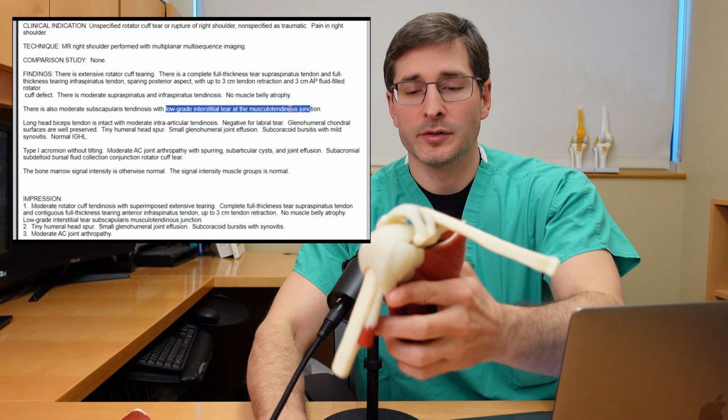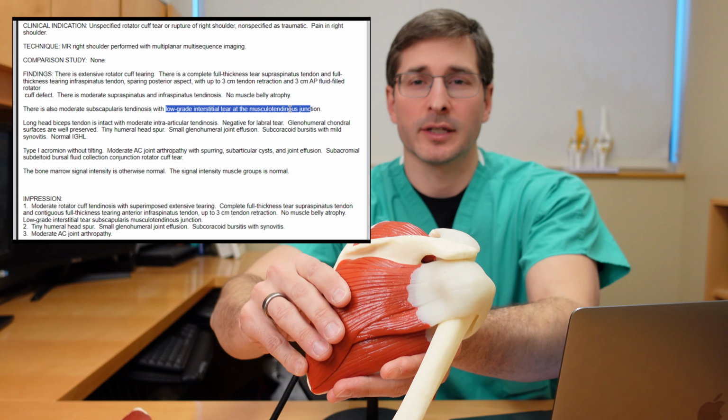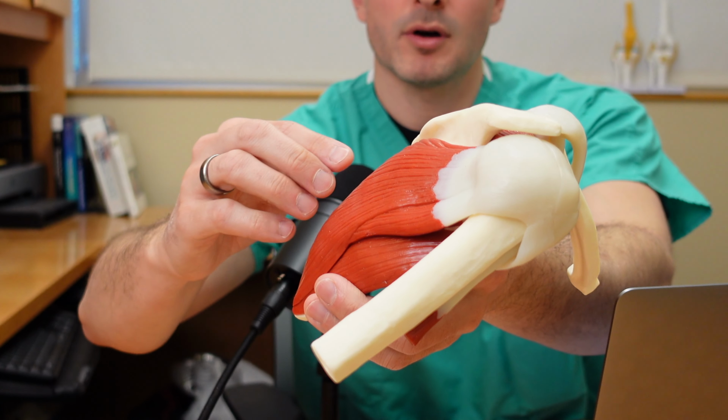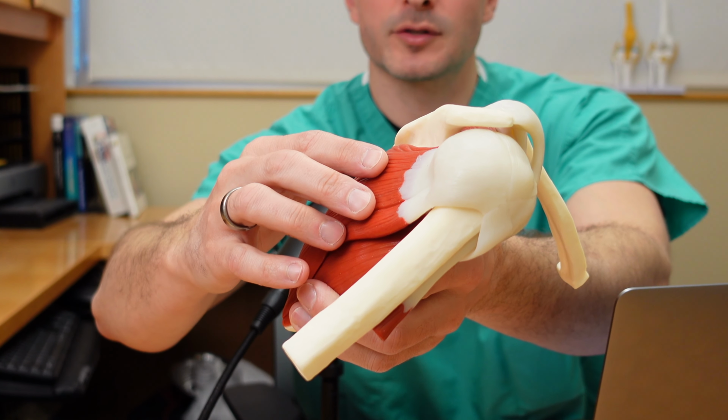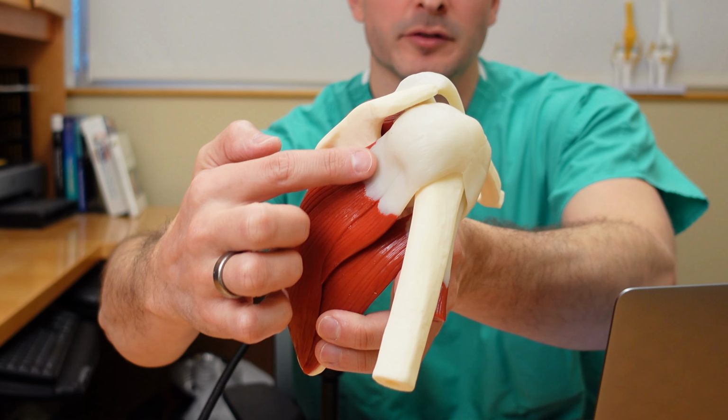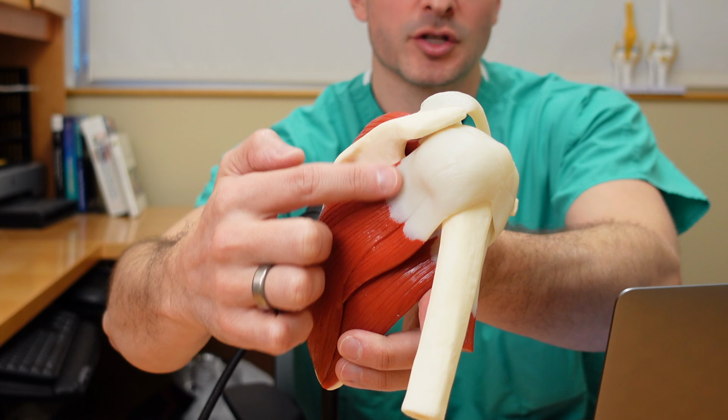And the musculotendinous junction is about here. So looking here at this model, here's the red. This is the muscle part, and the red muscle will slowly start to blend into the white tendon. And so that's the musculotendinous junction where that transition occurs.